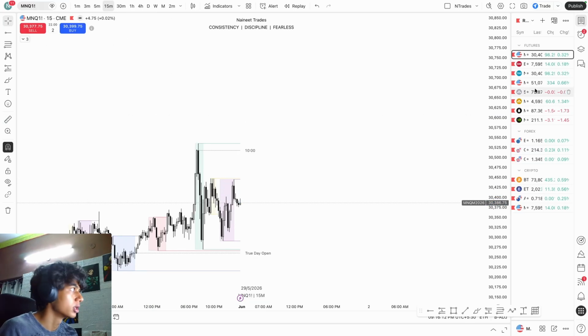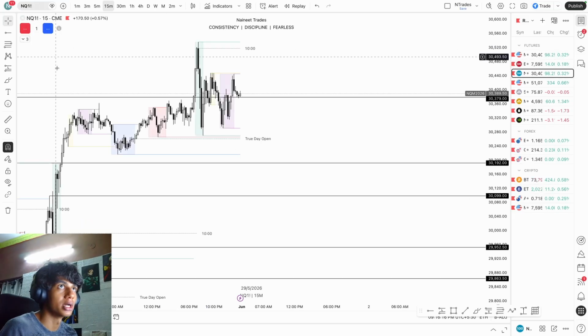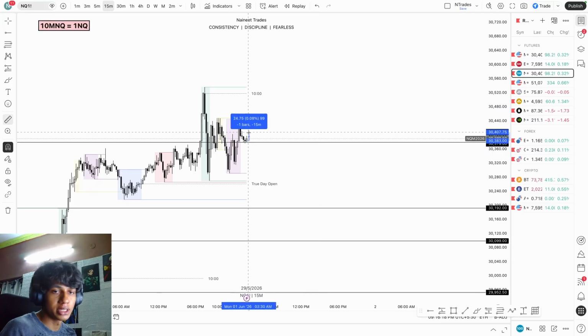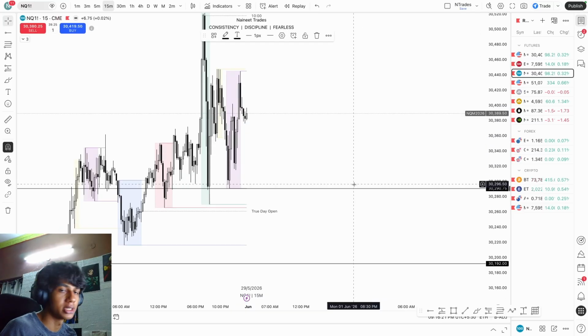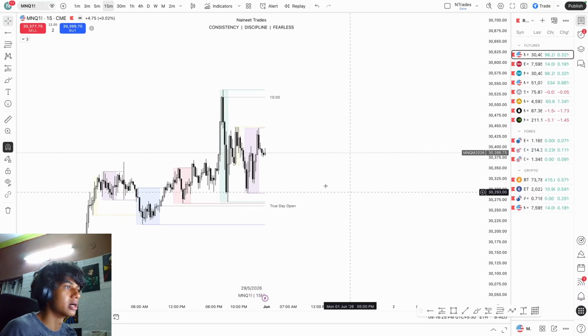MNQ मतलब micro NQ, यहाँ पे NQ है. So every point is gonna move in NQ1! है. So every point it moves here is gonna show you plus or minus $20 का move. इतना याद रखना. Okay. Same thing with MES and ES.